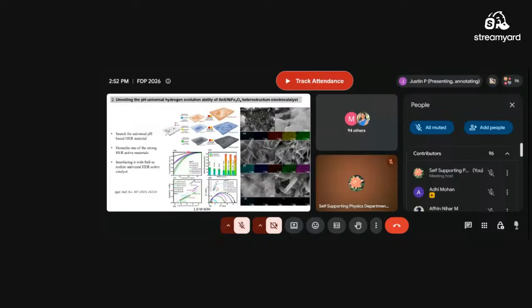Hematite is one of the strongest materials, right? Nickel iron oxide, copper iron oxide, cobalt iron oxide, these hematite based oxides are very famous for their stable nature, and they also give a moderate HER performance. So we couple this hematite with tin sulfide, and this material performed really well in buffer solution, that is neutral pH, and alkaline and acid.